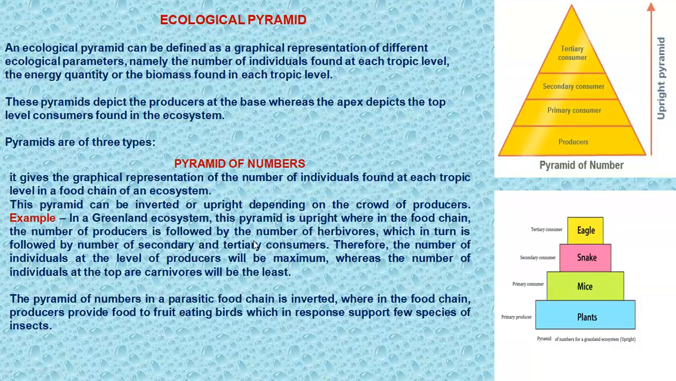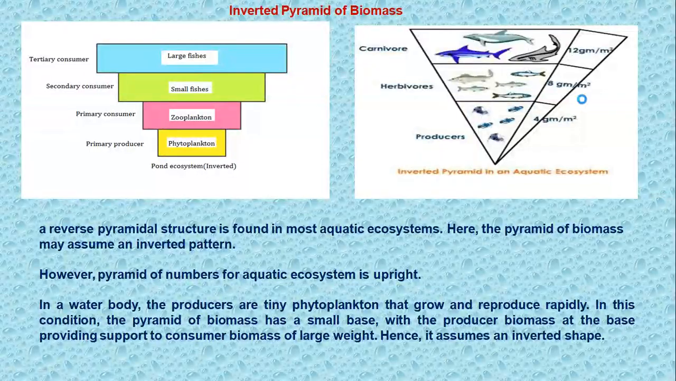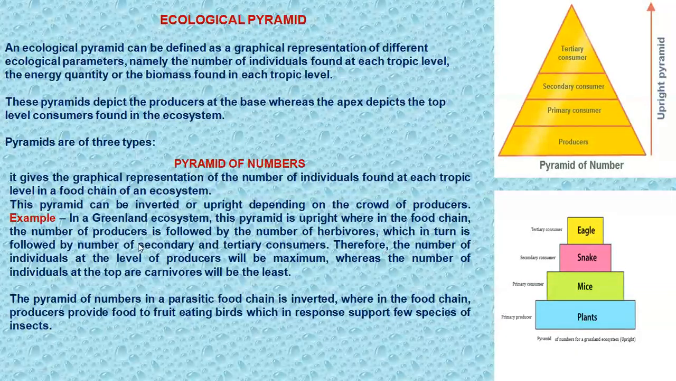where the number of producers is followed by the number of herbivores, which in turn is followed by the number of secondary and tertiary consumers. Therefore, the number of individuals at the level of producers will be maximum, whereas the number of individuals at the top as carnivores will be the least. Pyramids of number in a parasitic food chain is inverted.